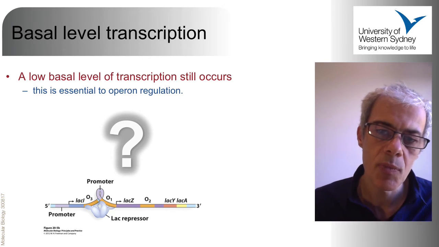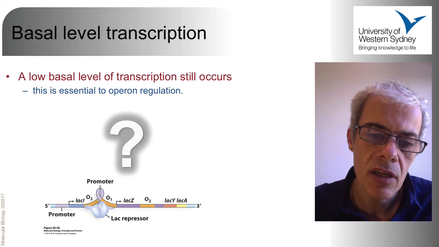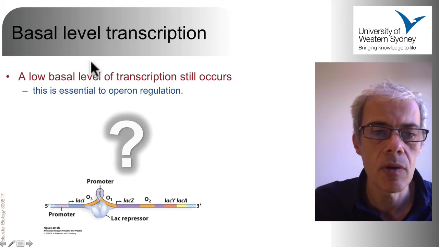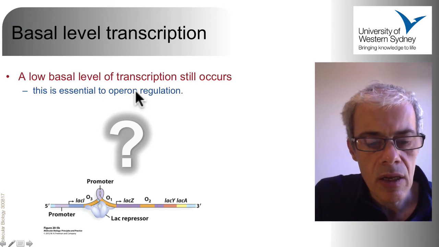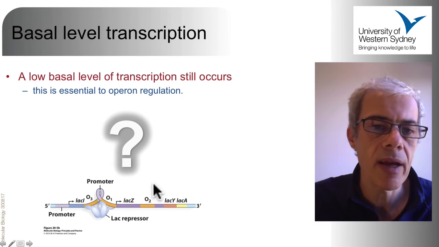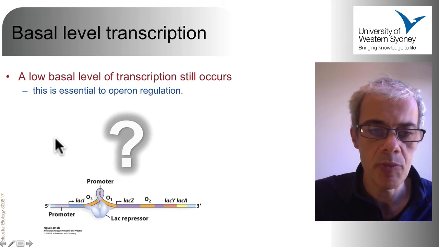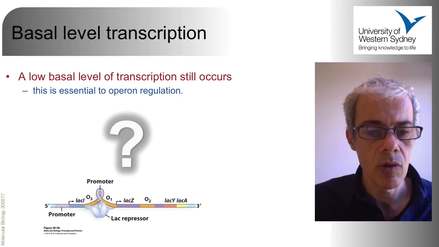So you have to have a small basal level of expression of these genes, because otherwise lactose can't get into the cell. Essential to this model is a little bit of leaky promoter producing a very small amount of these genes, particularly the permease, to bring the lactose into the cell so it can be converted to allolactose to remove the repressor.